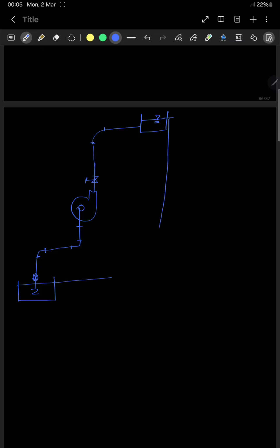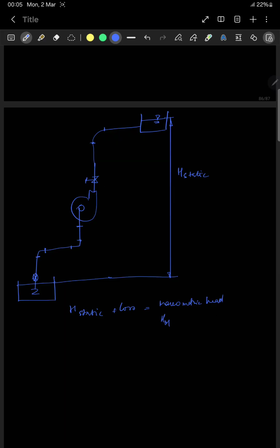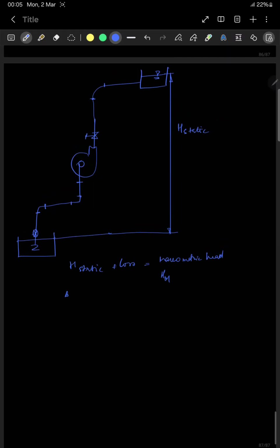So from this side to this side, this distance is known as static head. This is no static head, but the static head plus the losses is the manometric head. Manometric head is the head developed by the pump. This is how it looks, if this is the head.